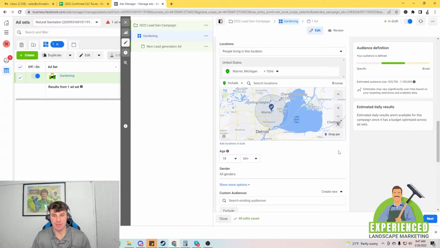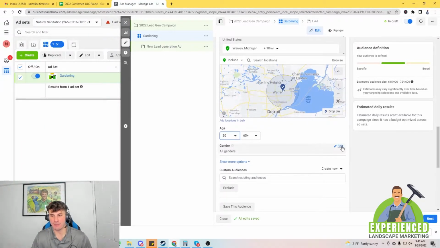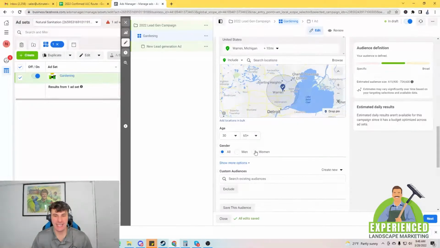Now for age, it depends on what you're actually advertising. So for age, most people that are doing landscaping who want quotes are at least going to be 30 years old, who already have a house, to 65 plus. And if you want to get specific, mostly they're women, right? 60% are women. But when you're starting this campaign out, you want Facebook to find the data, so you want to be as broad as possible. So I always like to do all.